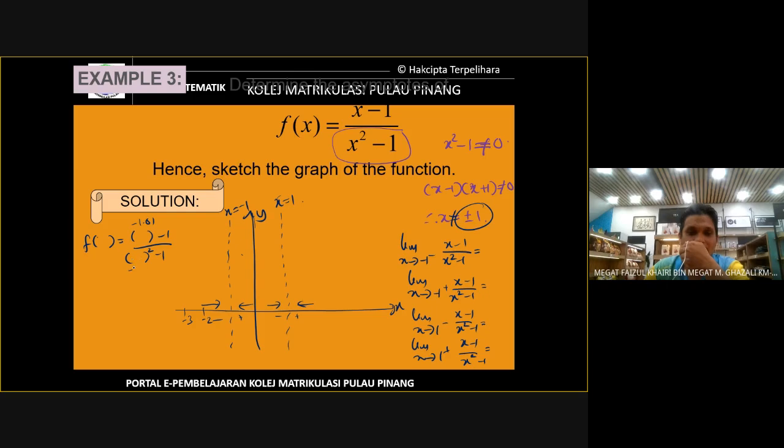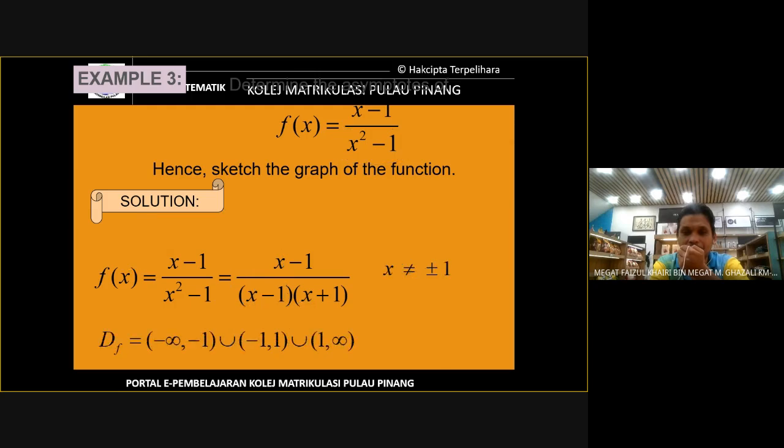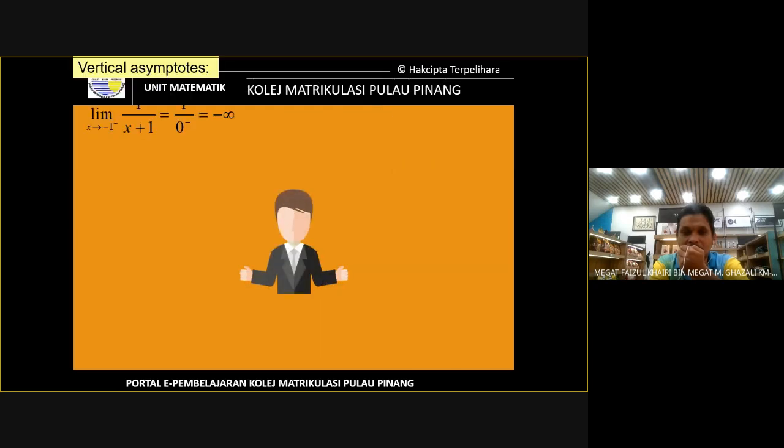Substitute negative of negative 1.01 here into the function, and then you decide whether it's a positive or negative infinity. So for this one here now, when x approaches negative 1 from the left, substitute the value.